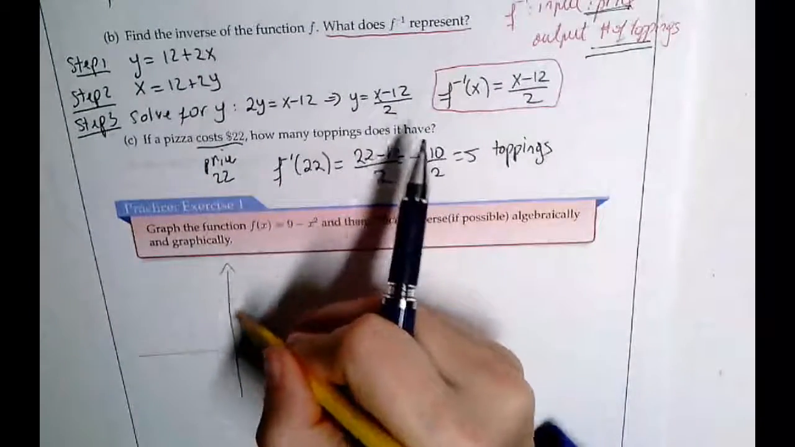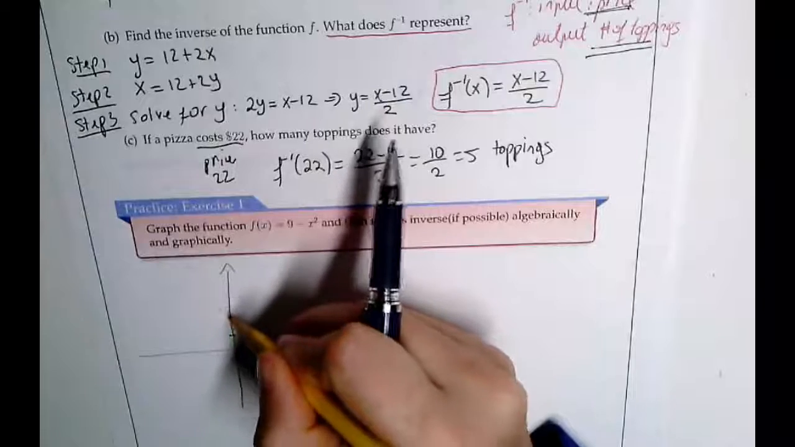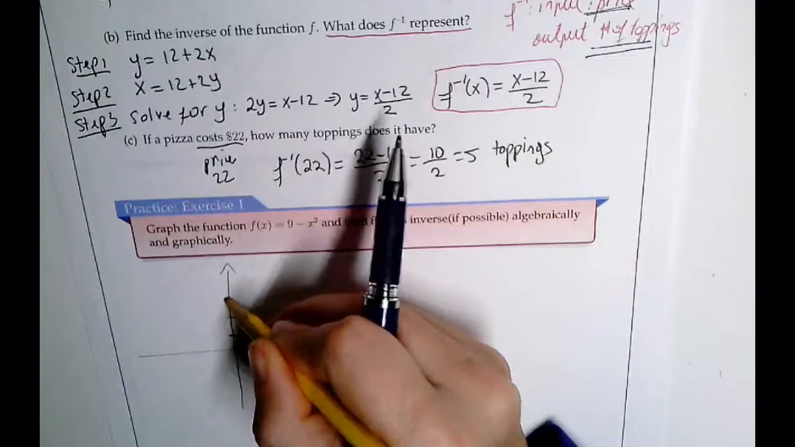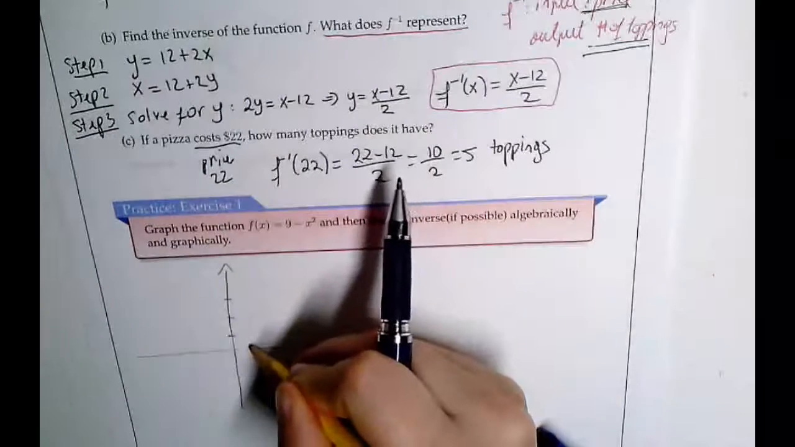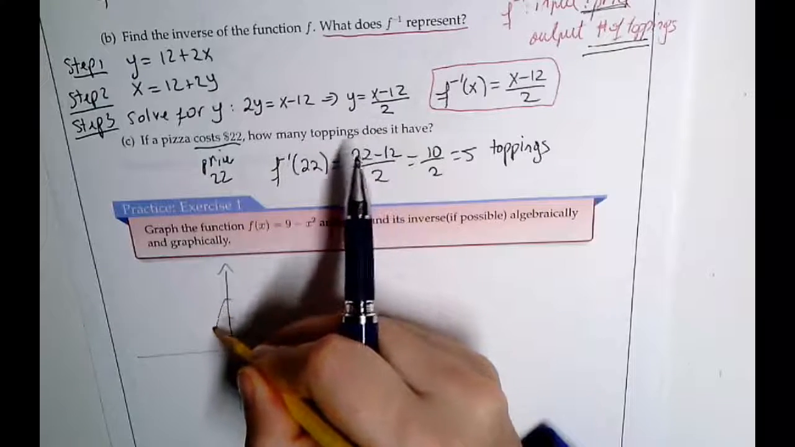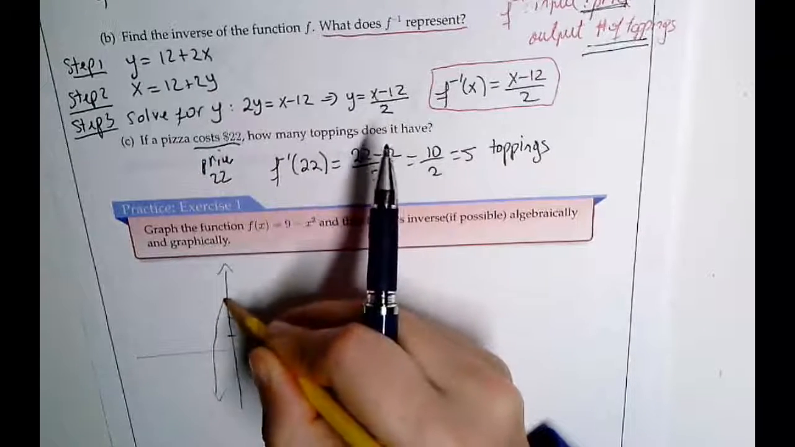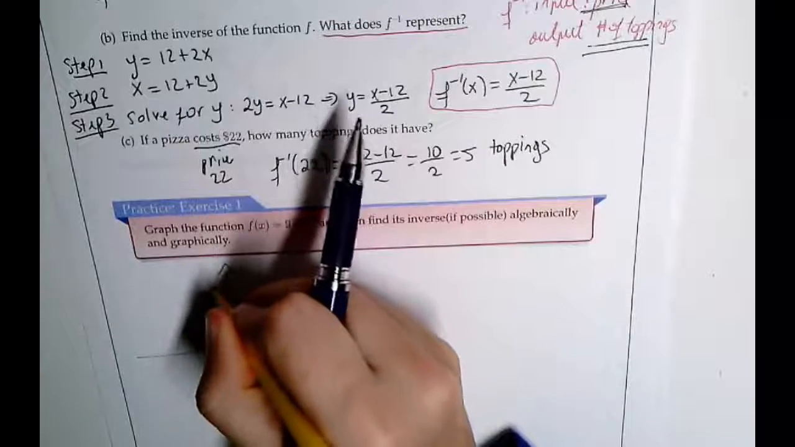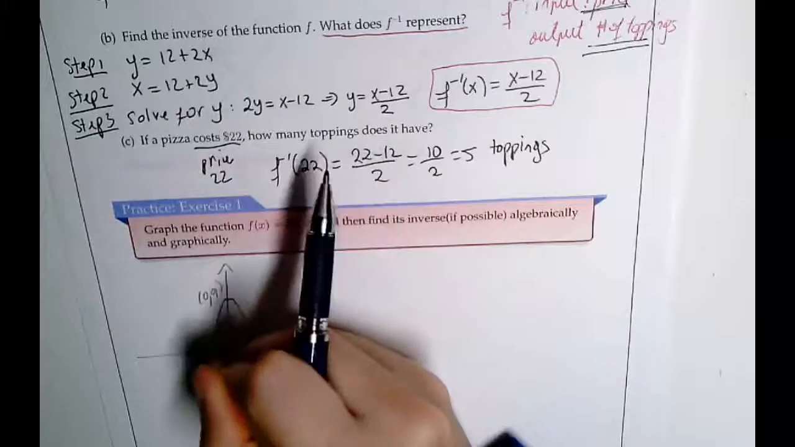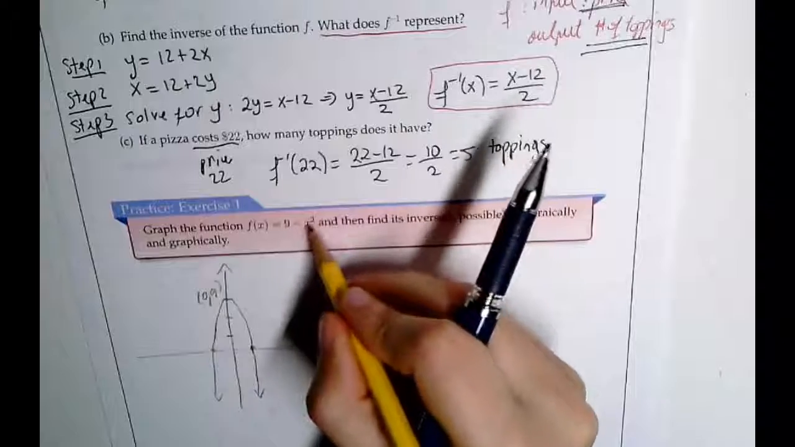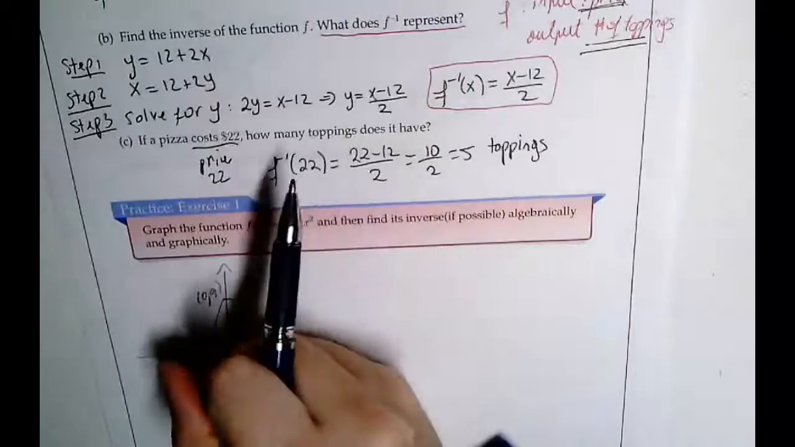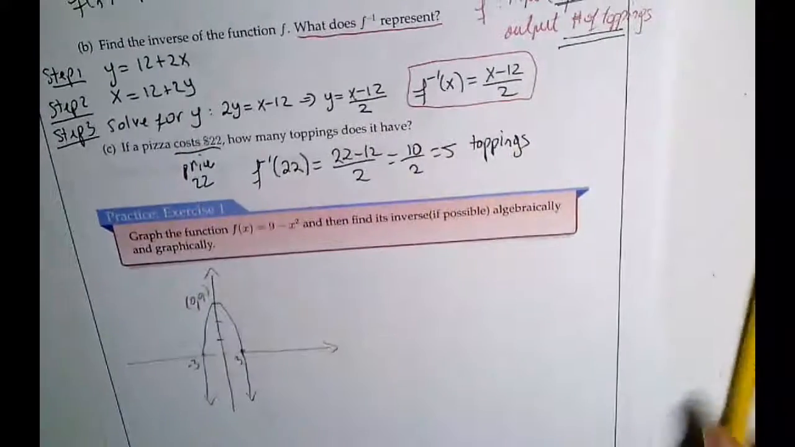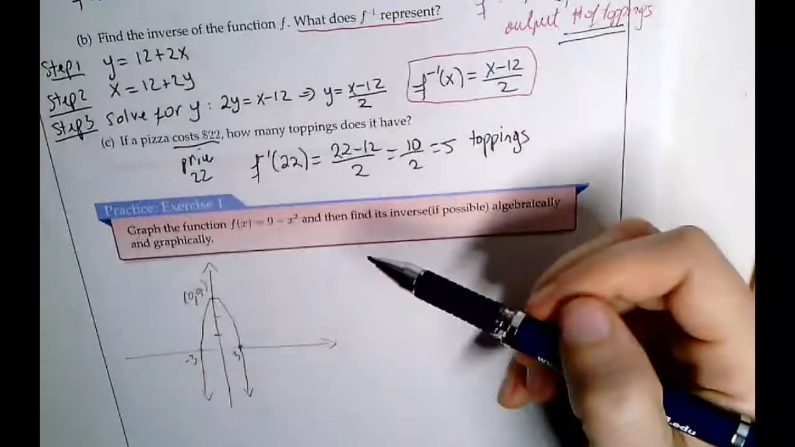So let's say this is 1, 2, 3, this is 9. So this is the point 0, 9, and the x-intercepts are 3 and negative 3. So this is the function 9 minus x squared.